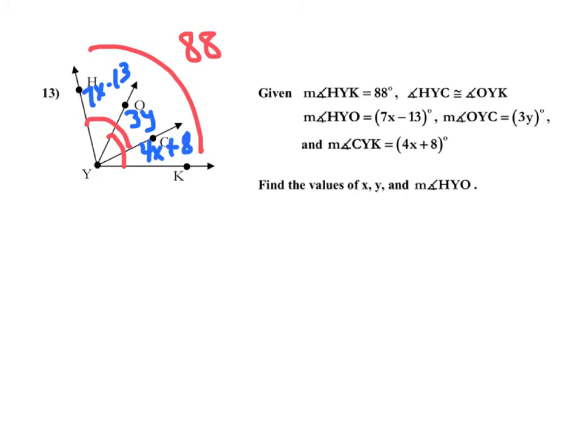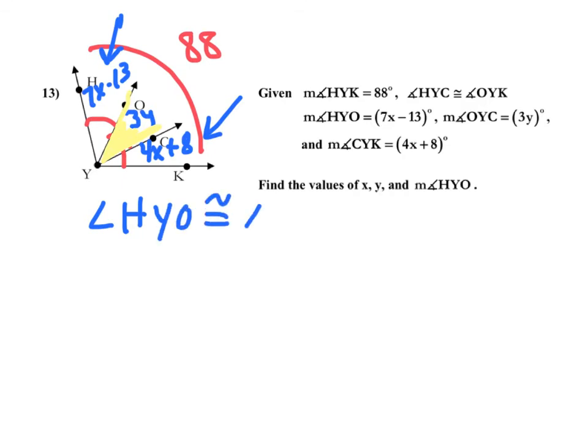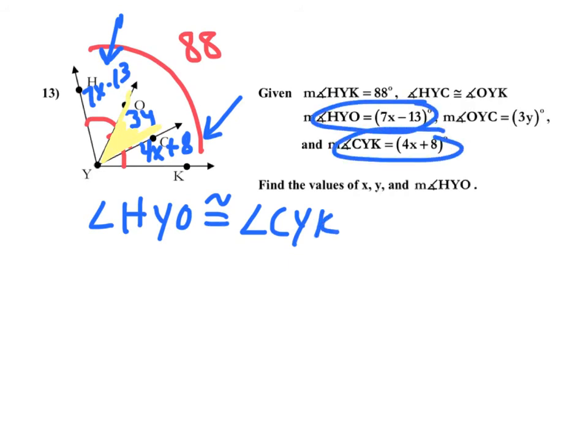Okay, so the first thing I notice, you guys, is that there's an overlap here in the congruent angles. They overlap with that middle angle. So that's going to tell me that I could actually use the subtraction theorem on this. I don't have to write down a proof, but the subtraction theorem is going to tell me that these pieces, the 7x minus 13 and the 4x plus 8, those angles are actually going to be equal. Angle HYO is congruent to angle CYK, so these pieces, by the subtraction theorem.